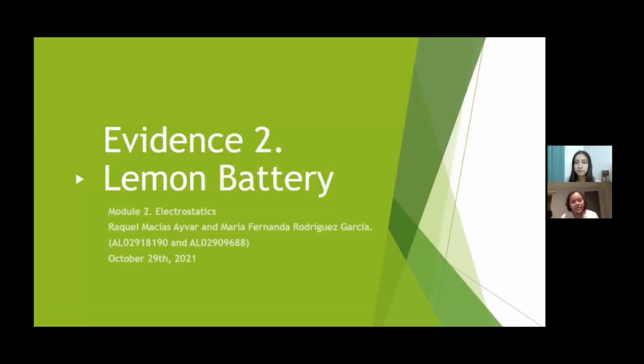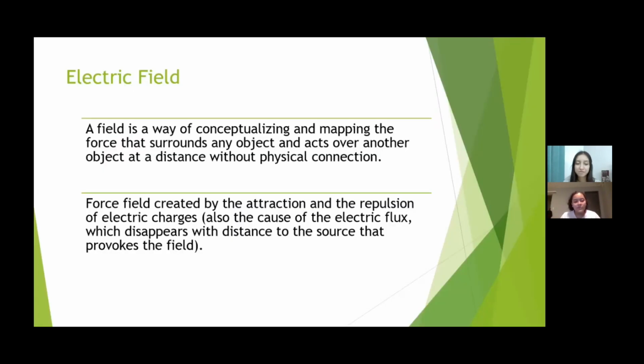So, welcome everybody. This is Evidence 2 for Matter and Energy. We're going to talk a little bit about electrostatics and an experiment we did about a lemon battery. First, we need to understand what a field is.